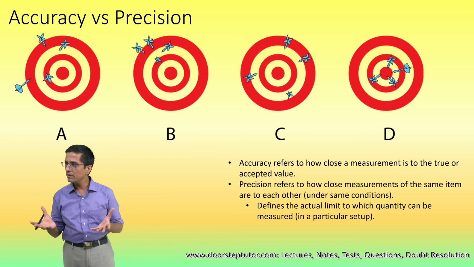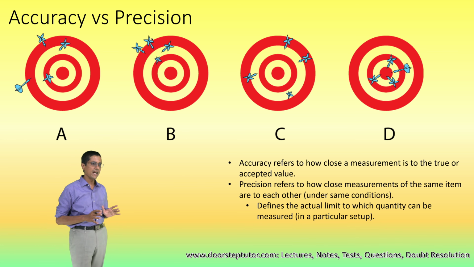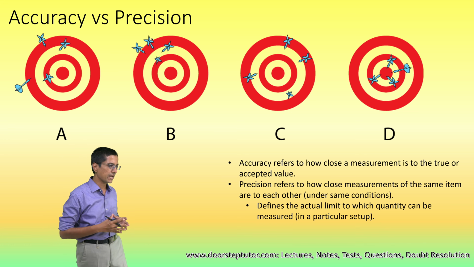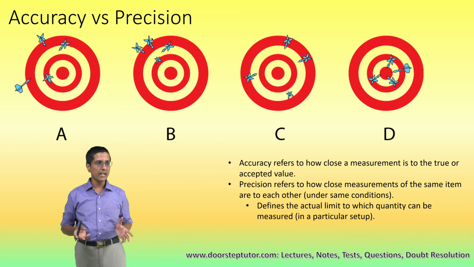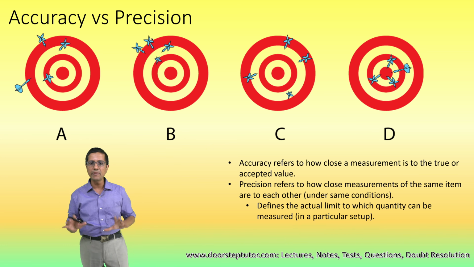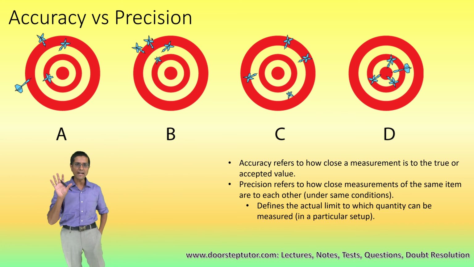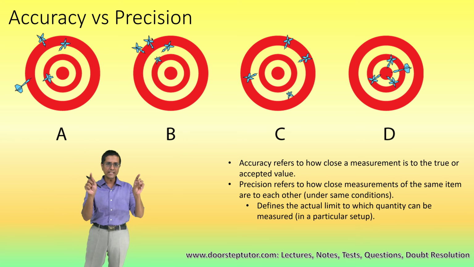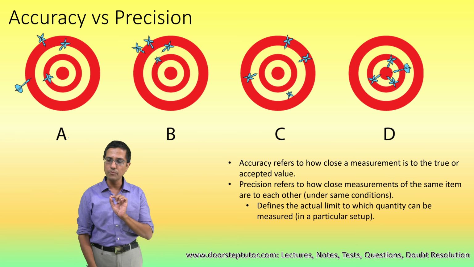When I'm doing an experiment, I'm not taking a single reading. I would do the experiment multiple times and take several repeated measures of the same quantity. Across those repeated measurements, I can be accurate and I can be precise. Here is an example which gives the same concept in terms of a dartboard.